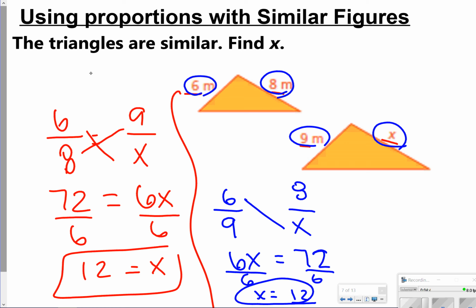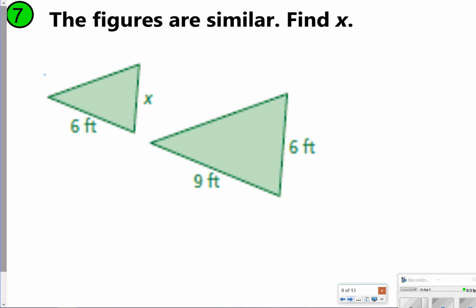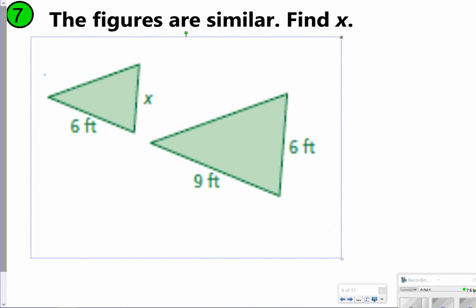A lot of people, though, stick with this first way I showed you, just because you want to stay with the numbers that are on the same shape. So let's go ahead and try a few. This is number 7. Let's go ahead and pause the video now so you could try it on your own. Once you're done, click play to check your work.